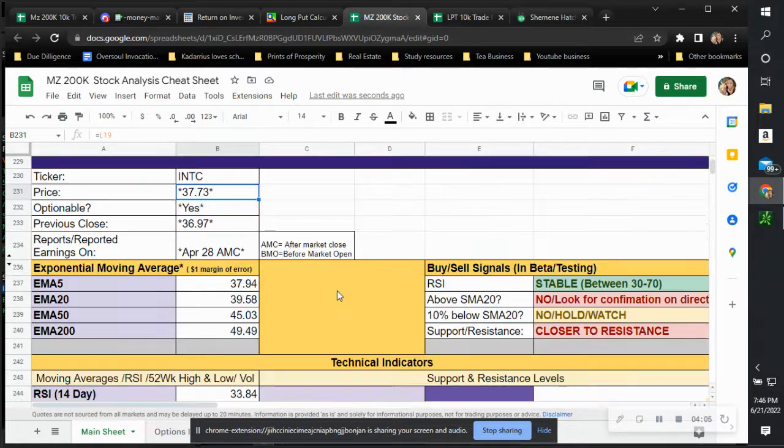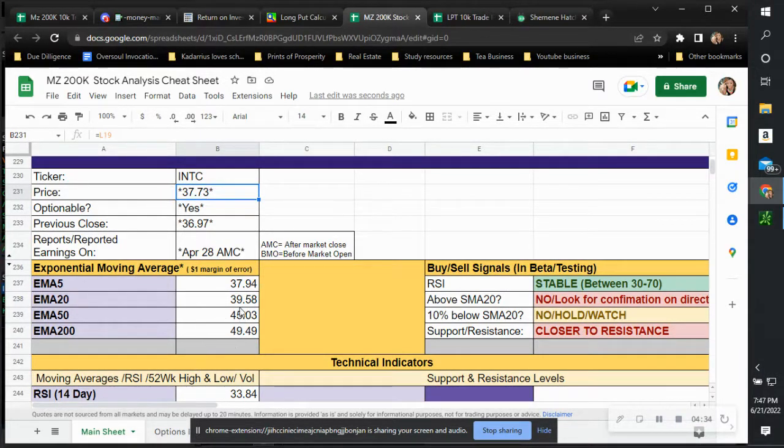Okay, so right now we are stable. The RSI is stable. We're not above the 20. We are closer to resistance, meaning there could be a pullback. Right now we are at 37.73. We closed yesterday at 36.97, so we closed today a little higher, means there may be a little momentum.